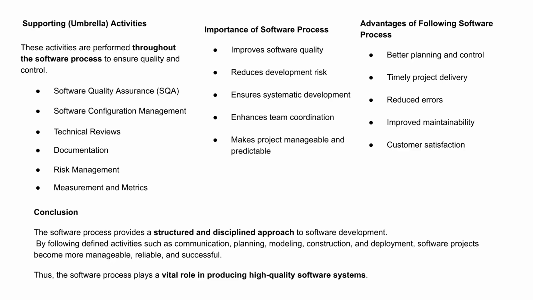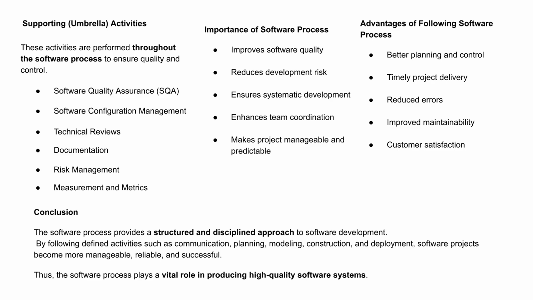These activities are performed throughout the software process to ensure quality and control. Software quality assurance, SQA, software configuration management, technical reviews, documentation, risk management, measurement and metrics. Importance of software process. Improves software quality, reduces development risk, ensures systematic development, enhances team coordination, makes project manageable and predictable. Advantages of following software process. Better planning and control, timely project delivery, reduced errors, improved maintainability, customer satisfaction.